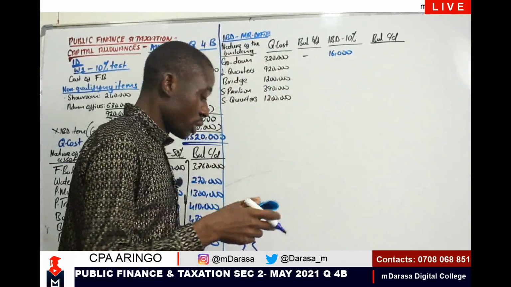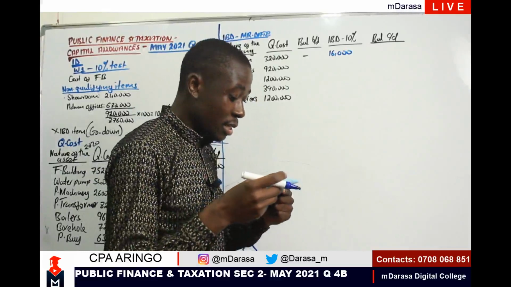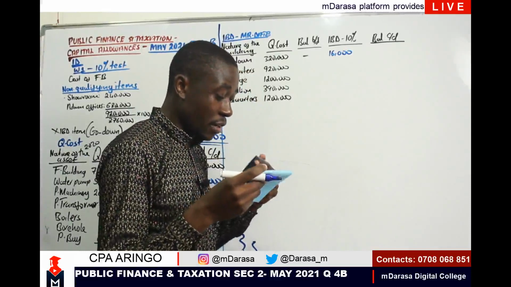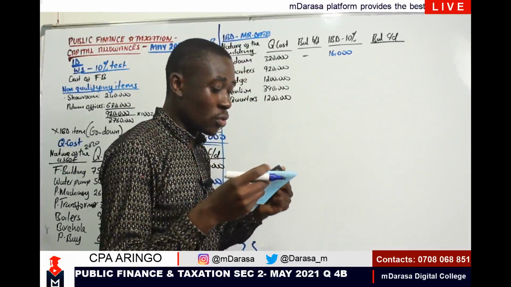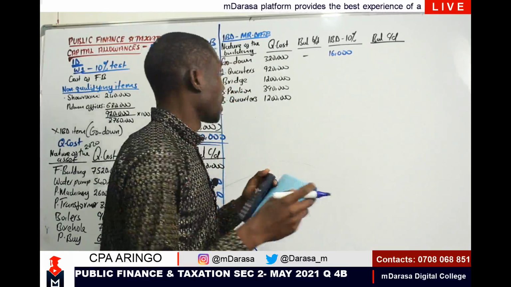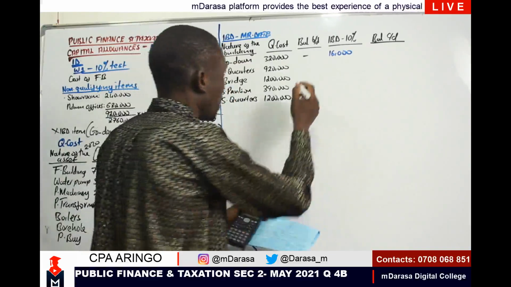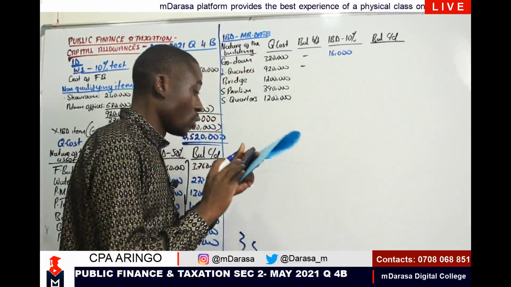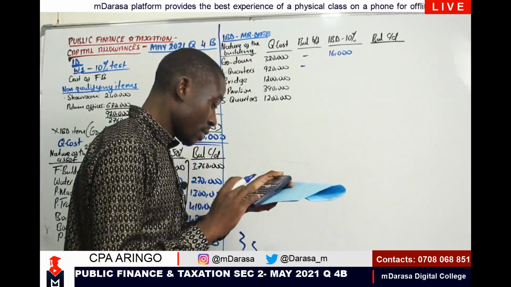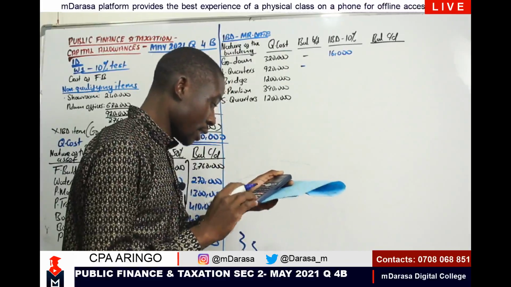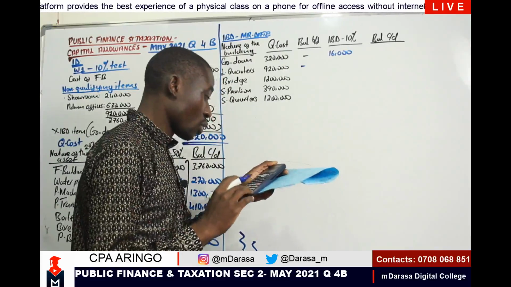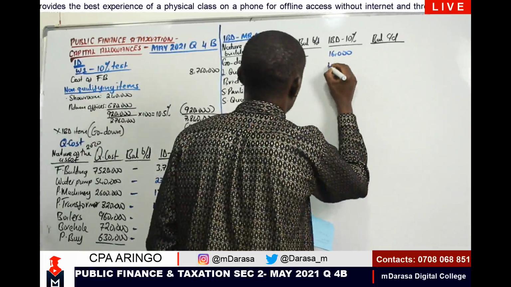Come to labor quarters. Labor quarters, again, here we are told that the details that I was given here, note one, the following assets were constructed, purchased, and utilized with effect from 1st July. So meaning that, again, labor quarters, I'll be talking of 6 months. So talk of 920 labor quarters times 10% times 6 over 12. We are talking of how much? 46,000.